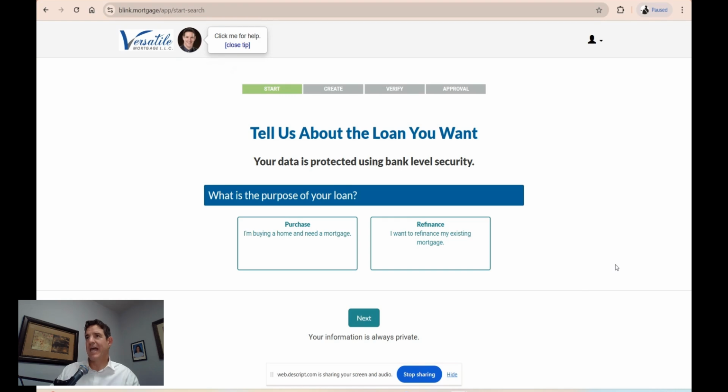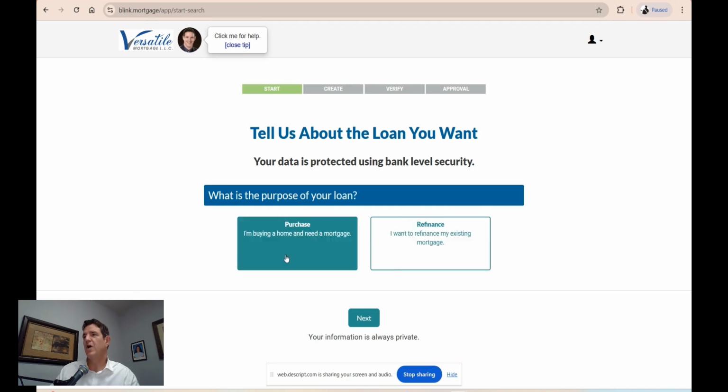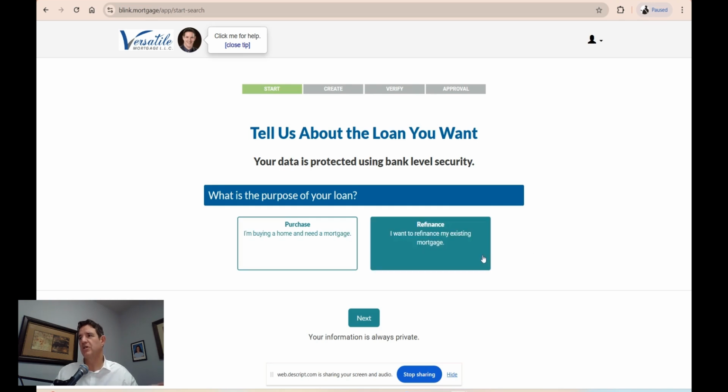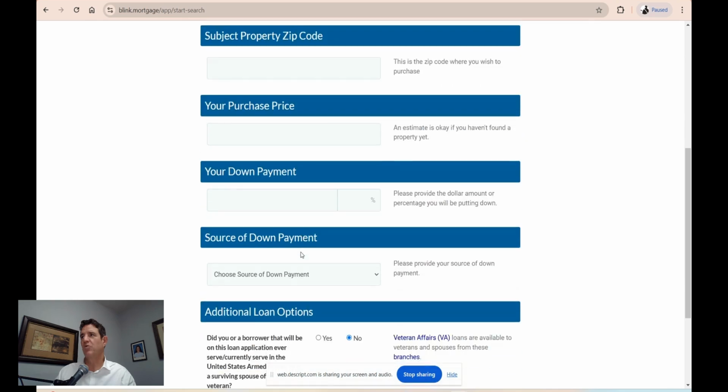And then as you land inside the application, you're going to notice that my mug is right up here for your help. We're at the starting point. Tell us about the loan you want. What is the purpose? Is this a purchase or a refinance? Do you want to acquire a home, or do you have one and want to either get cash out or improve the terms? Select either one of those.